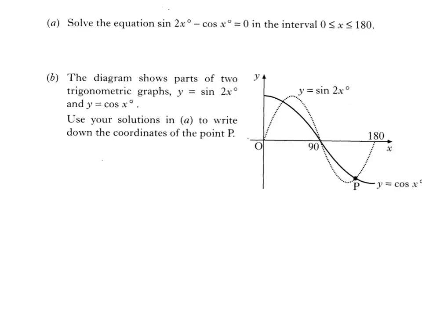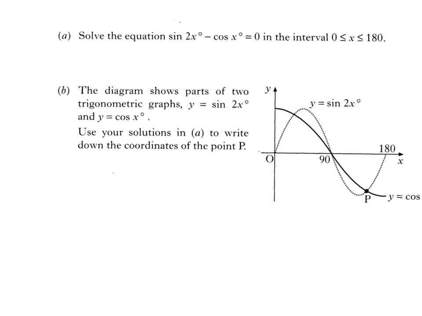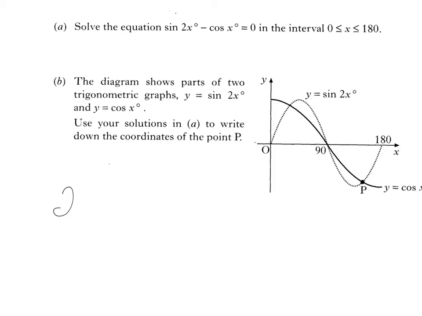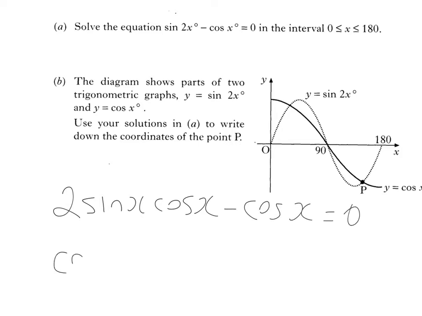Section 6, question 4. Part A, solve the equation sin 2x minus cos x is equal to 0 between 0 and 180 degrees. It's a non-calculated equation, so my double angle for sin 2x, remember, is 2 sin x cos x. So 2 sin x cos x minus cos x is equal to 0. We'll look at part B in a wee second. So the common factor there is cos x. So cos x bracket 2 sin x minus 1 is equal to 0.